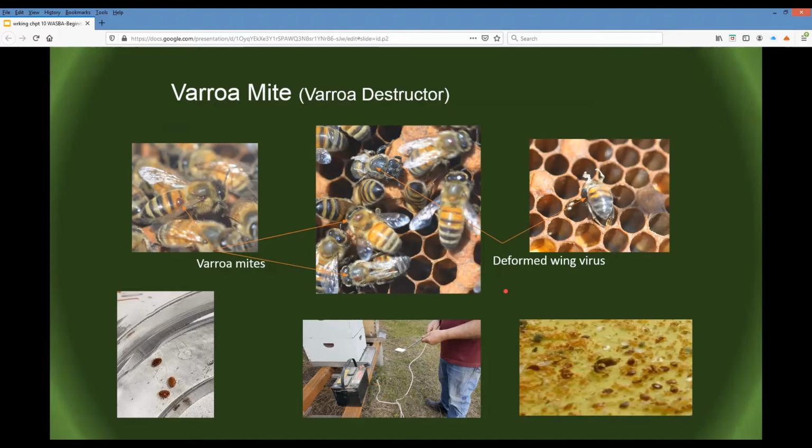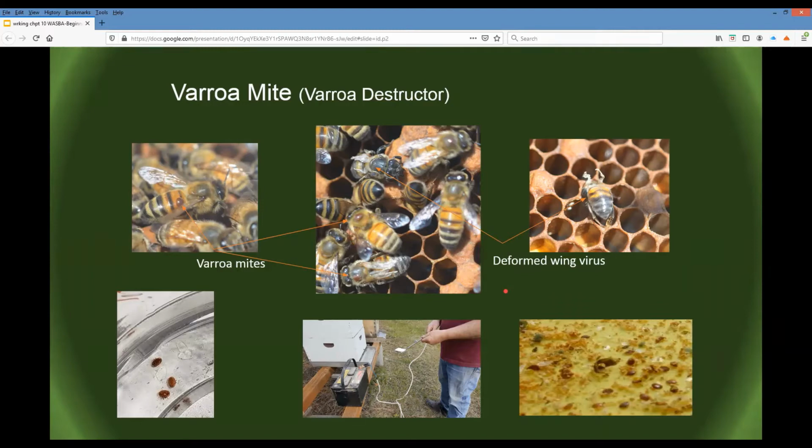My understanding in hearing people speak about varroa mite is the assumption is that all hives have varroa mite. It would be very rare that you have a hive without it. And especially when you're buying packages in the spring, that's one of the times we recommend you treat after you get your package of bees, because it's likely they may already have some varroa mites in that package.